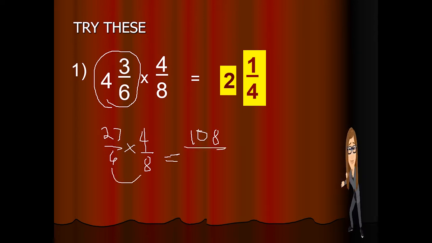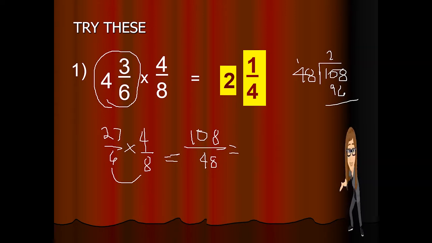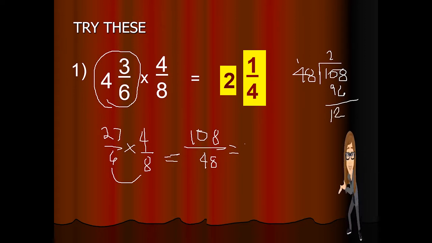So we need to change 108 over 48 into lowest term. So we need to what? To divide 108 by 48. So, how many 48 are there in 108? We have 2. 2 times 8 is 16. Carry 1. 2 times 4 is 8 plus 1 is 9, so 96. So, 108 minus 96 is 12. So, our answer is 2 and 12 over 48.